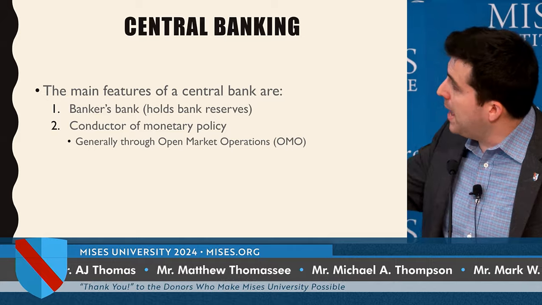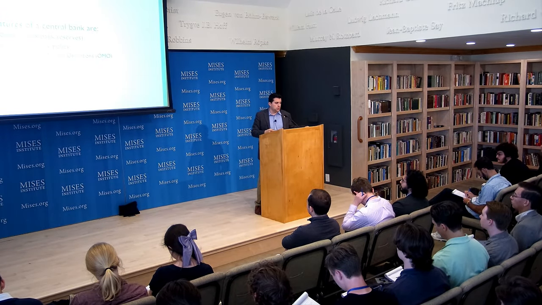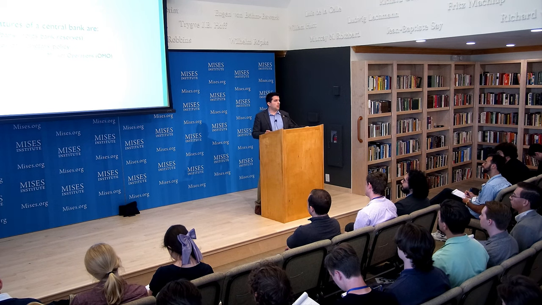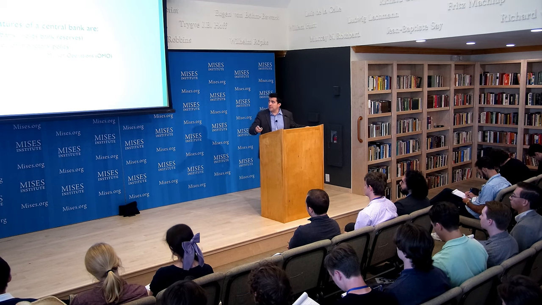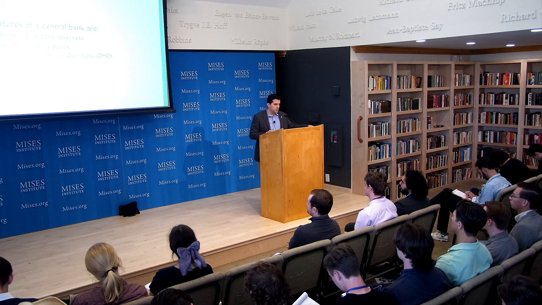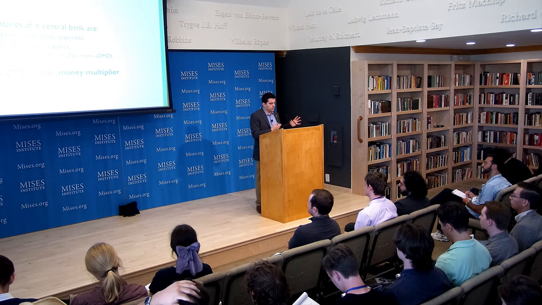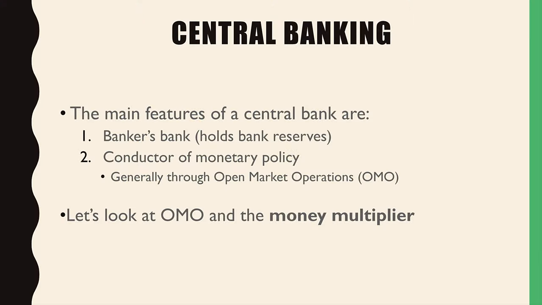The Federal Reserve, or central bank, is going to engage in open market purchases. They're going to try to buy government securities to increase bank reserves. And as we'll see, that will lead to an increase in the money supply. So what I want to do for the remainder of the talk is take a little bit of time and look at open market operations and the money multiplier.